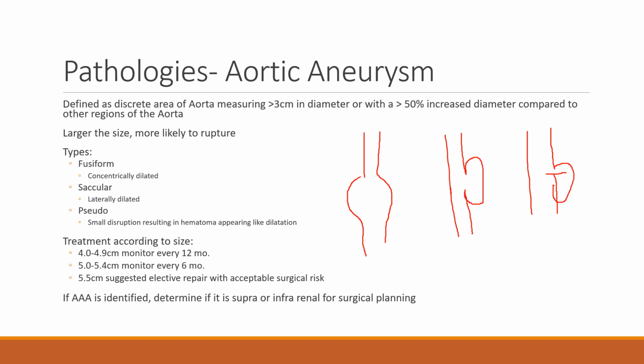If a AAA is identified and you're sending them on to a surgeon or somebody else, make sure that you're trying to identify whether that AAA is either supra or infrarenal, as it will help the surgeon determine the surgical approach. So you can just kind of trace it back, see if you can identify those renal arteries coming off, and then describe whether it is above or below those renal arteries.